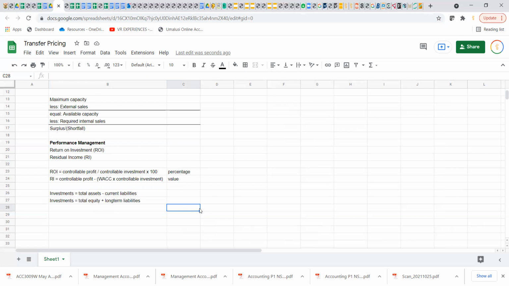So that is performance management. How you go about doing it, you just do this formula, and the word controllable is the most critical. Do they have a say? Can they decide? Do they make the decision regarding the income and expenses, and regarding the assets and liabilities? Whichever ones they have control over, whichever ones they decide on, those get included. Whichever ones others make the decision on, those get excluded. So just be aware of that.